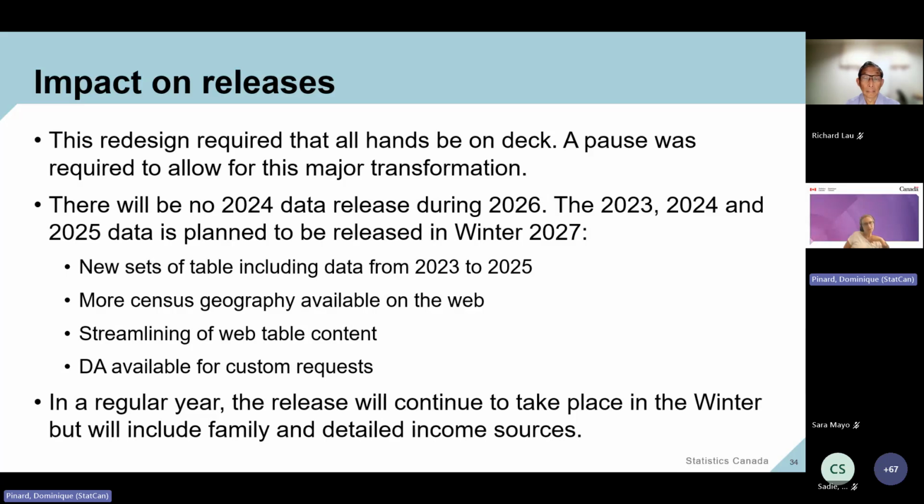In a regular year, the release should still happen in the winter, for the reference year a year and a half before, I guess. So for example, for 2026 data, we should be releasing that in winter 2028. And we'll still include family and detailed income source. The TIFF is committed to continually improving the product to meet the data needs of Canadians. So if ever you have things that you're wondering if it's possible, please let me know.